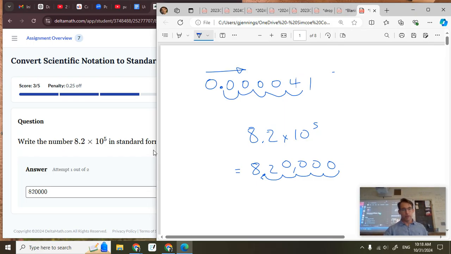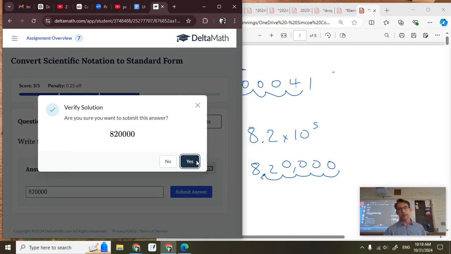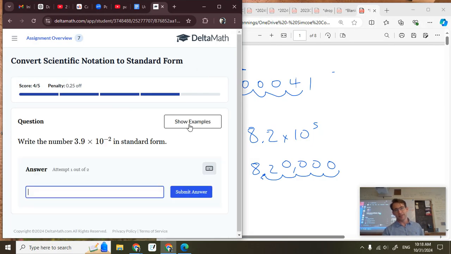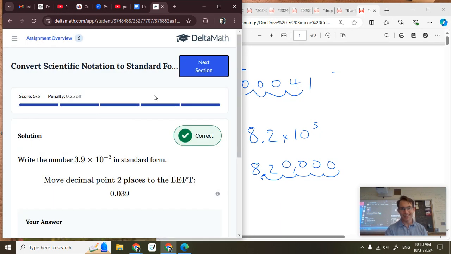Okay. So we're going to say submit. There we go. Next problem. So here, 3.9 times 10 to the minus 2. 0.039. See, the decimal place has moved twice. And that's it. Next section.